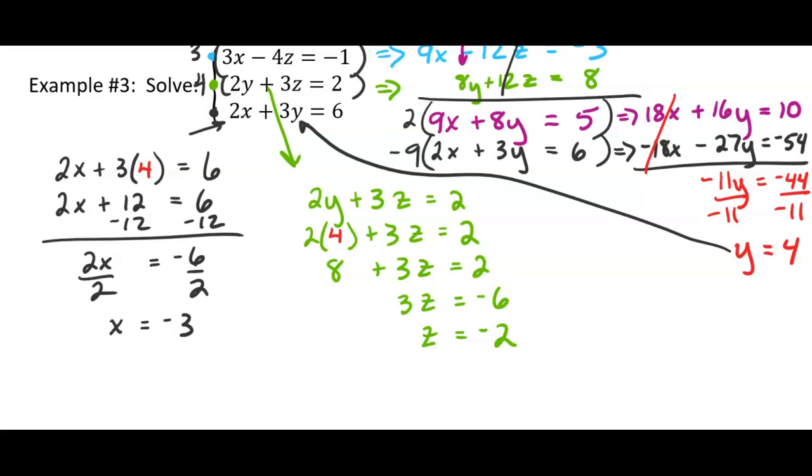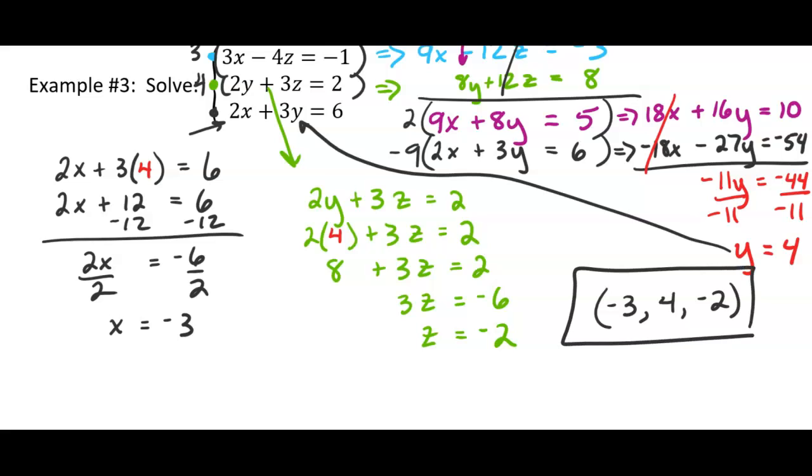We found x, we found y, we found z. It looks like our answer is -3, 4, -2. So that's the solution I'm getting. I feel pretty good about it. Can I check it? Yeah, just go through each equation. So 3 times -3, that's -9 plus 8. Yeah, that works.